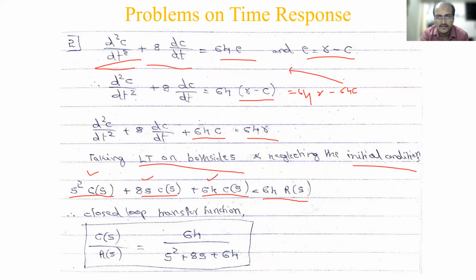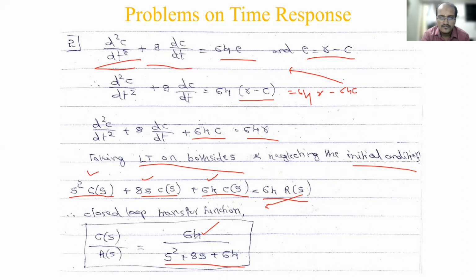C of S is here, R of S is here. Take this R of S in the denominator. So then 64 will come in the numerator and the coefficient of C of S will come in the denominator, which is S square plus 8s plus 64. In this problem, numerator and denominator are in coincidence, so no need to do the rearrangement. They have not even asked for the output response. Just calculate zeta and omega.